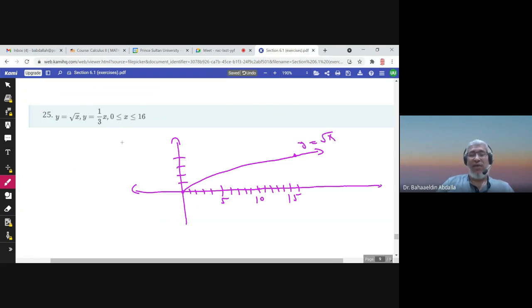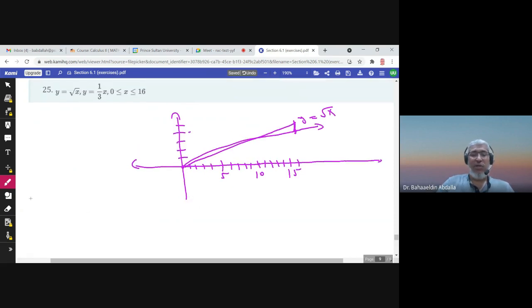For 1 over 3 x, if x is 0, it is 0, and if x is 16, y is 16 over 3. Well, 16 over 3 is 5 point something, and this is 4, so it's here. So the line is above the curve. From 0 to 16, this region will be there, x equals 16. So I have two regions, this one and this one, and a vertical rectangle will do it. And the area of this region would be the square root is above the line.